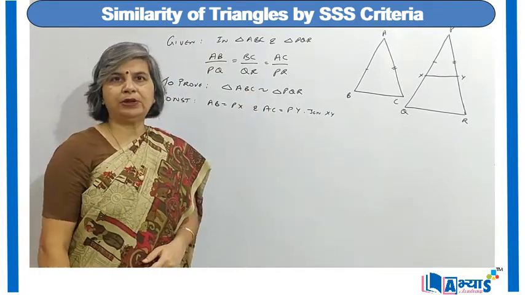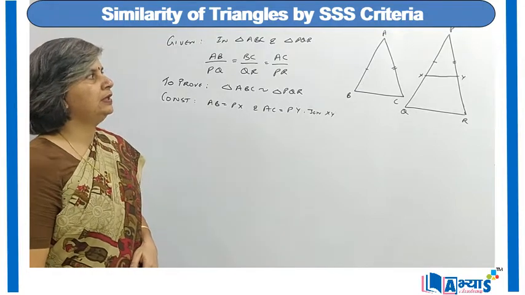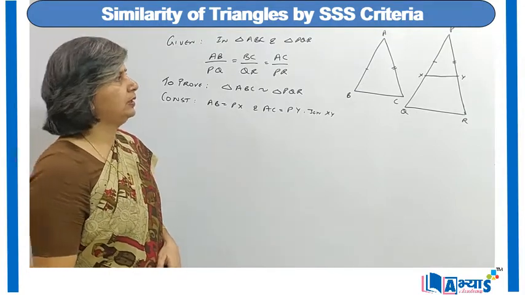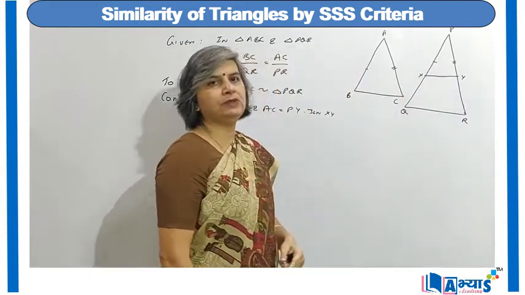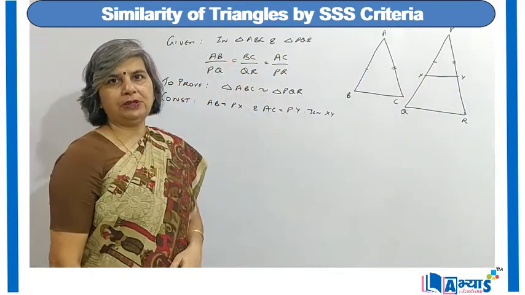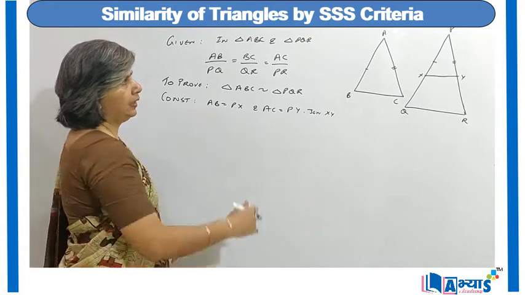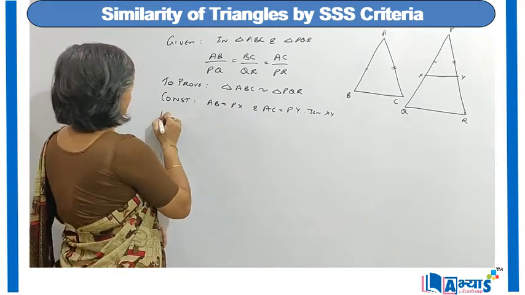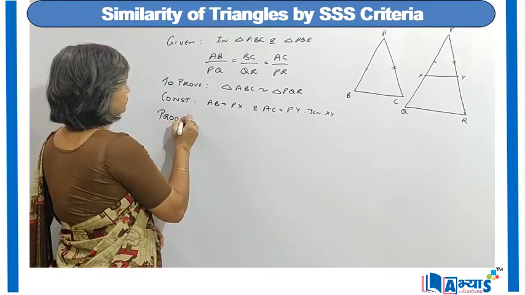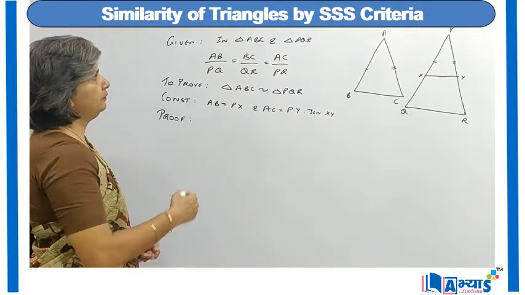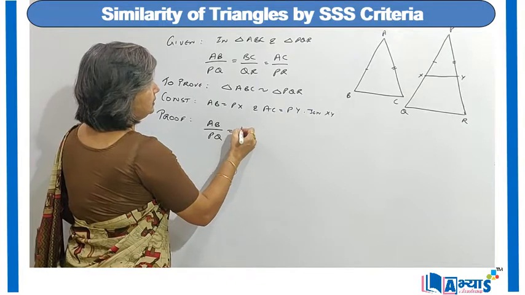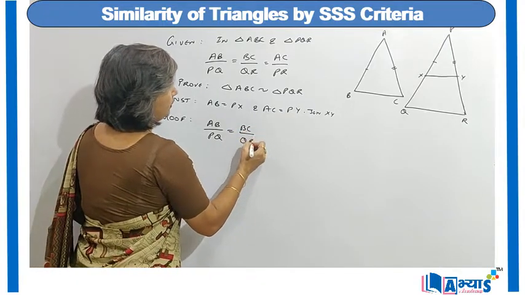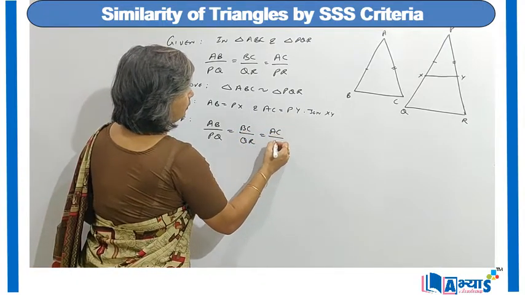We have marked a point X on PQ such that AB is equal to PX. Similarly, we have marked a point Y on PR such that AC is equal to PY, and we have joined XY. Now, the proof will be, as we are given that AB upon PQ is equal to BC upon QR is equal to AC upon PR.